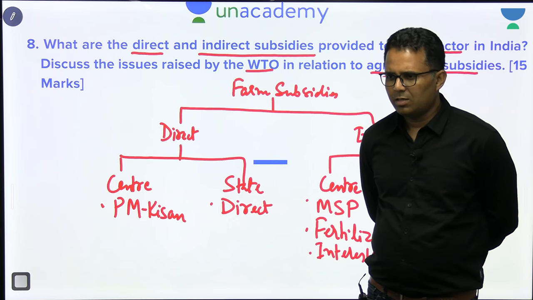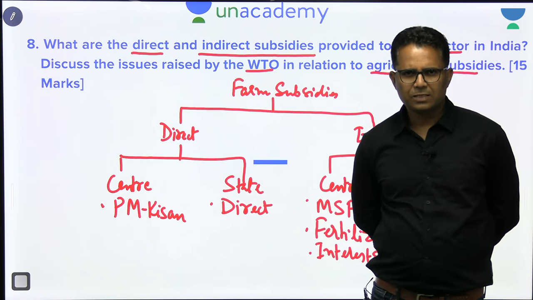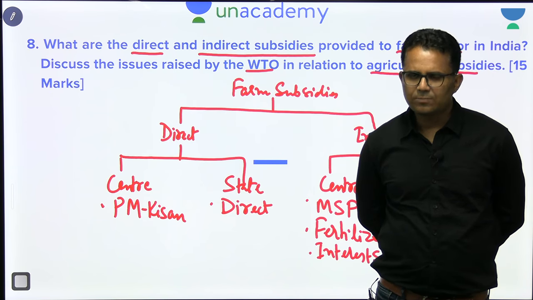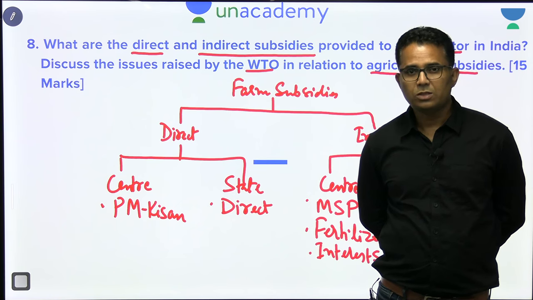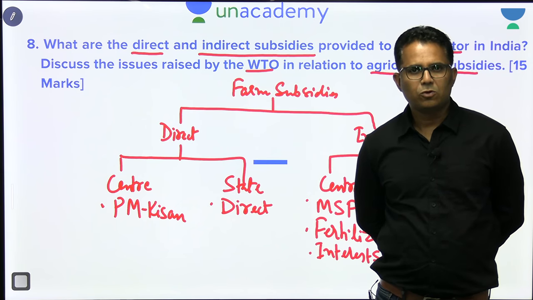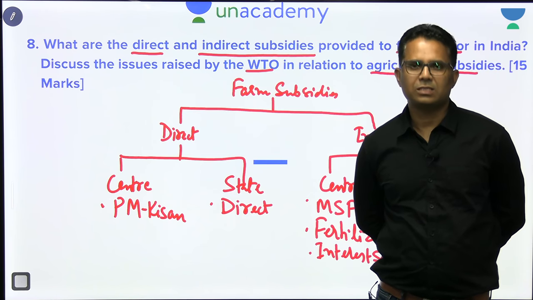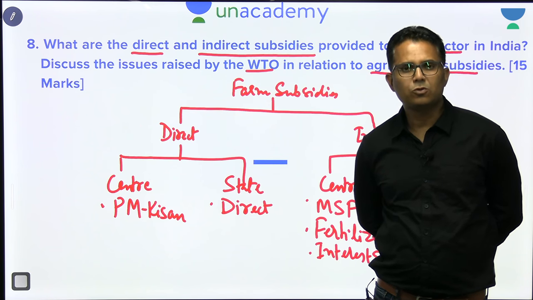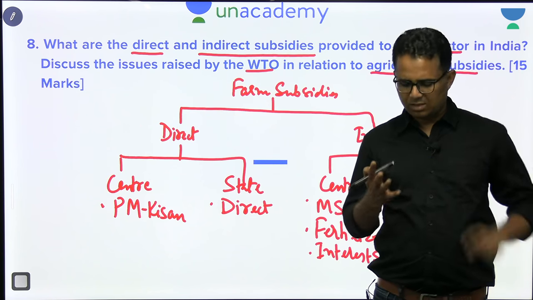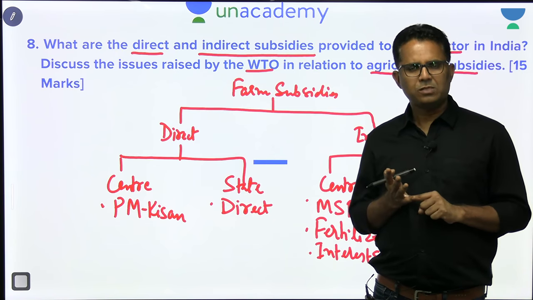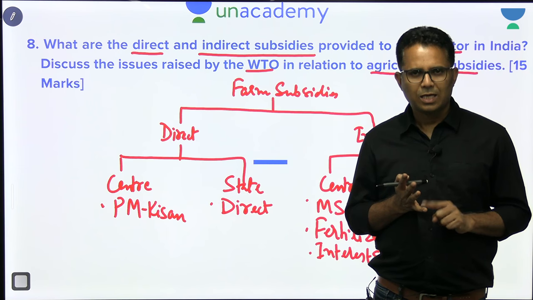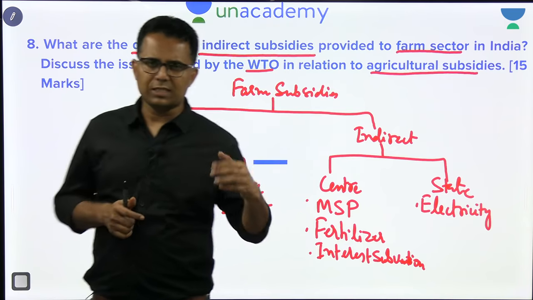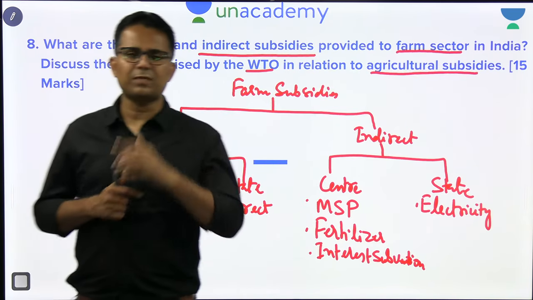a lot of governments are giving agricultural subsidies, and the WTO is not against all the subsidies. There are certain subsidies, government support, which distort agriculture. The WTO is against only those kinds of agricultural subsidies. The various subsidies which the WTO is objecting to are, you write, MSP, fertilizer subsidy, electricity subsidy. And then you write, the WTO has raised the following concerns regarding these subsidies.